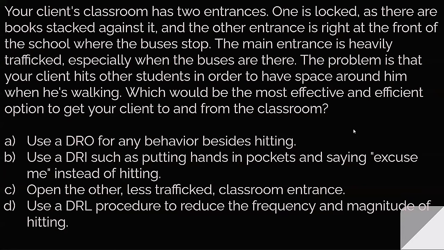I didn't talk about D. Doesn't sound like very many people liked it anyway, but if you're going to use a DRL procedure to reduce the frequency and magnitude of hitting, first of all, with DRL, you're generally going to keep that behavior around. You are reinforcing it, even if it's a very thin interval schedule. That's what you're talking about doing: increasing the IRTs, decreasing the interval schedules to a point where it's still maintained, but just at a low rate.